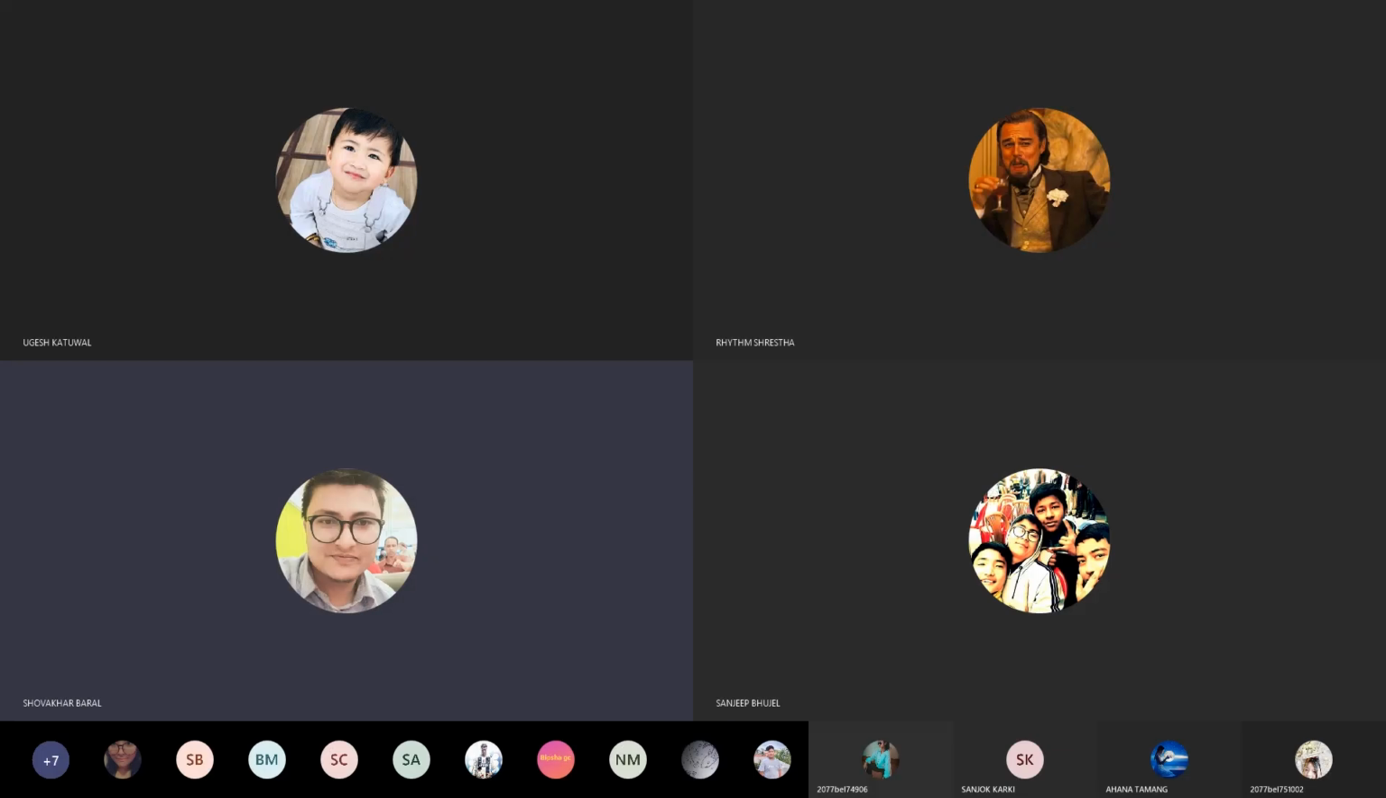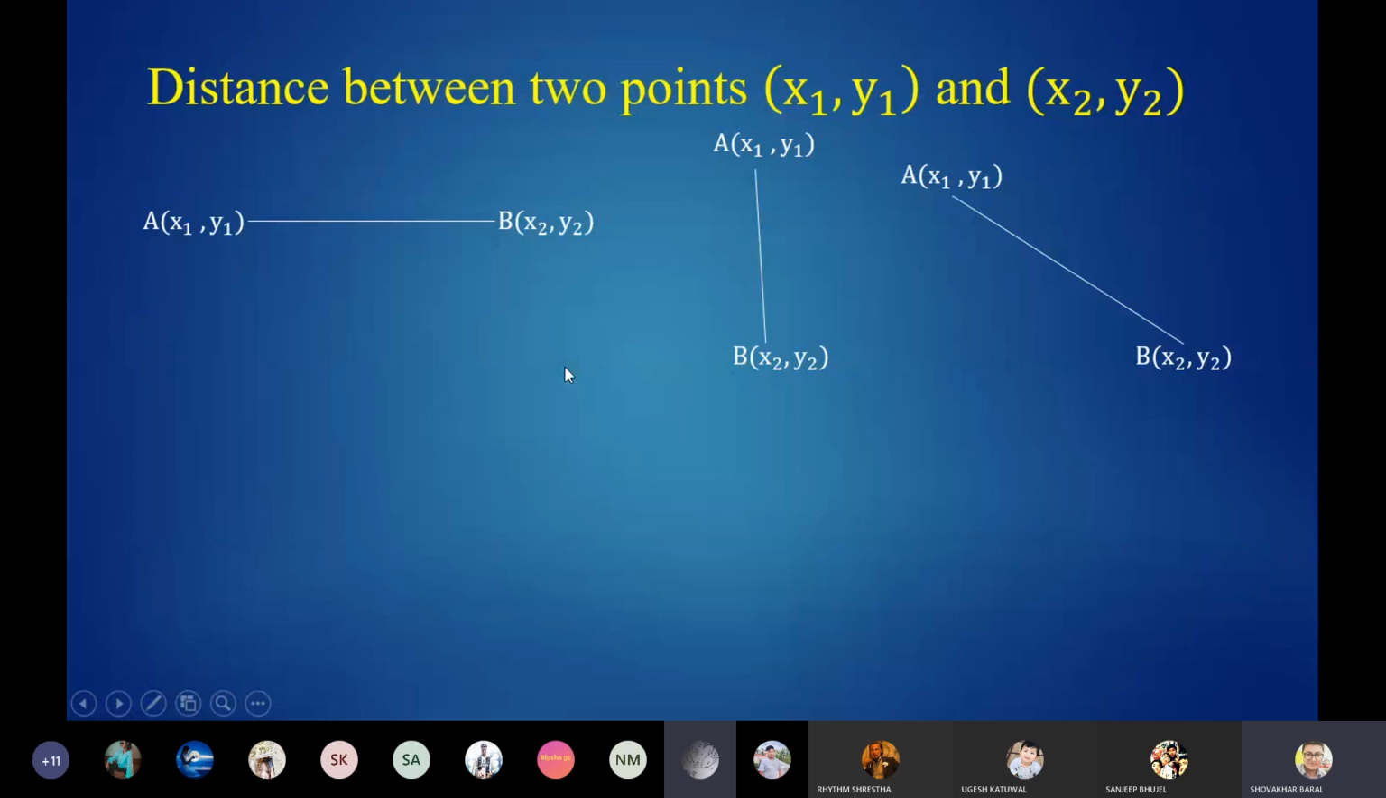There are three different straight lines. They are aligned in three different ways. They are pointing in three different directions.